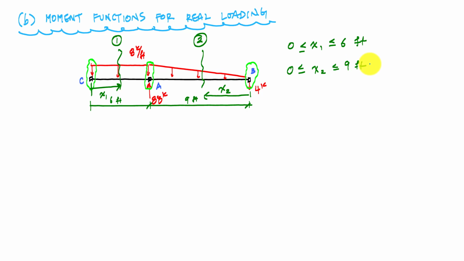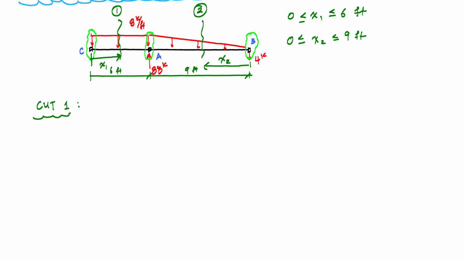Now, to determine the moment function, all I have to do is cut, draw a free body diagram, and apply equilibrium equations. And so here for cut 1, I will draw a free body diagram. I can choose either the left or the right side of the free body diagram. I will choose the left side here. So if I choose the left side of that cut, here is what my free body diagram will look like. And here's the face of that cut. The distributed load here is 8 kip per foot.